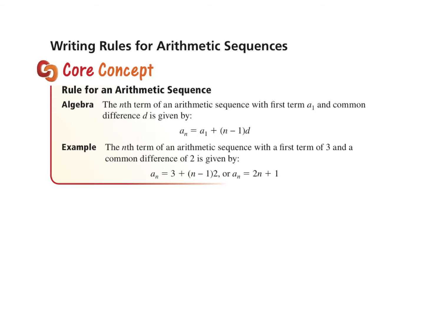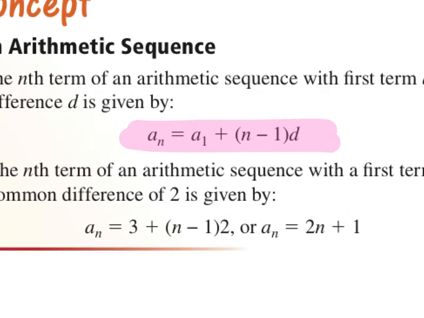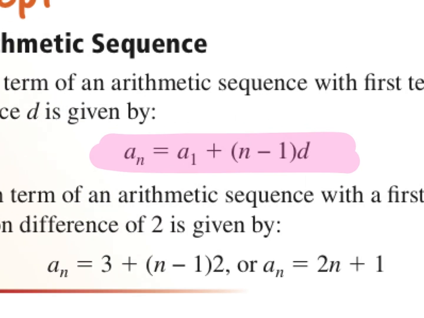We have a certain formula that helps us come up with a rule when we have an arithmetic sequence. This formula only applies to arithmetic sequences. So the nth term of an arithmetic sequence with the first term a sub 1 and common difference d is given by this. We can find any nth term, so we can find a sub 100 with this formula. A sub 1 is our first term. n is the number of the term we're looking for. And d is the common difference.